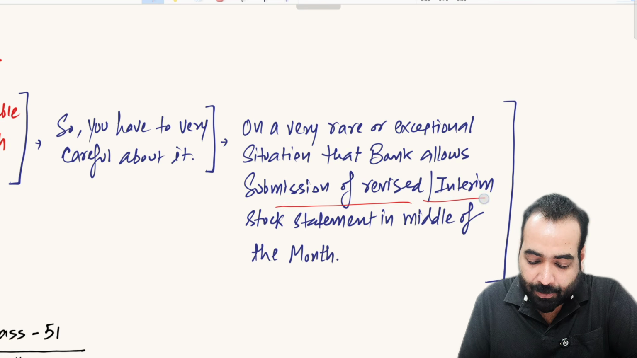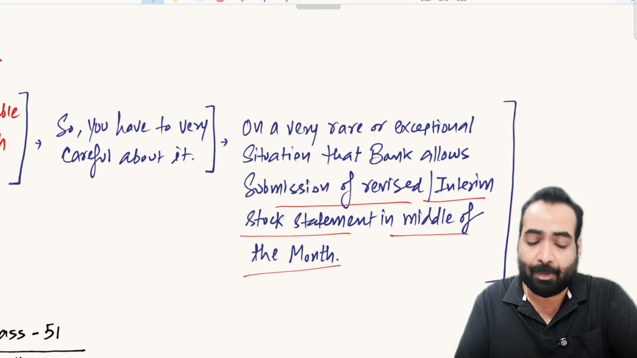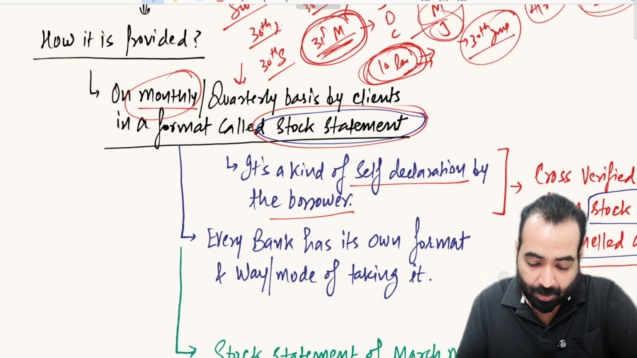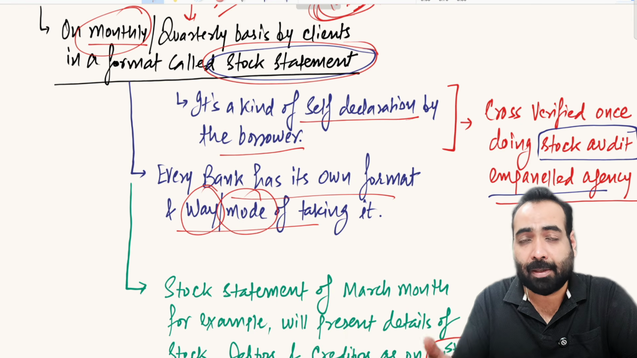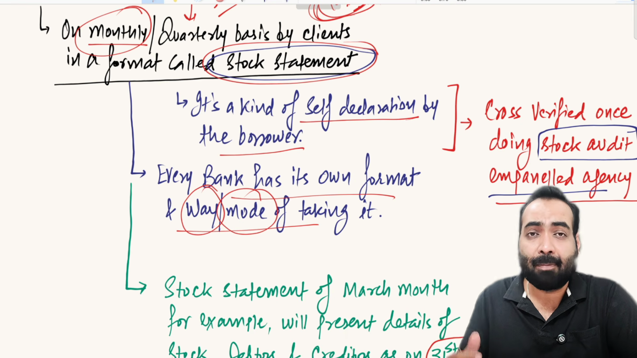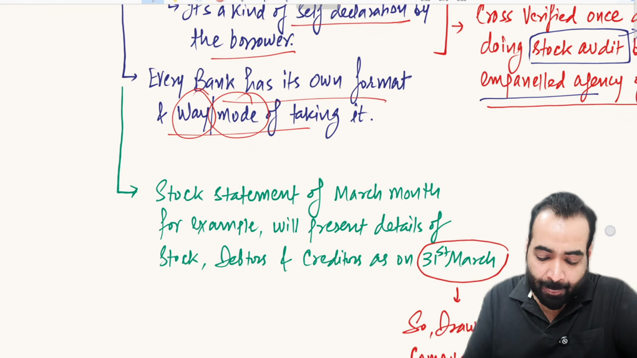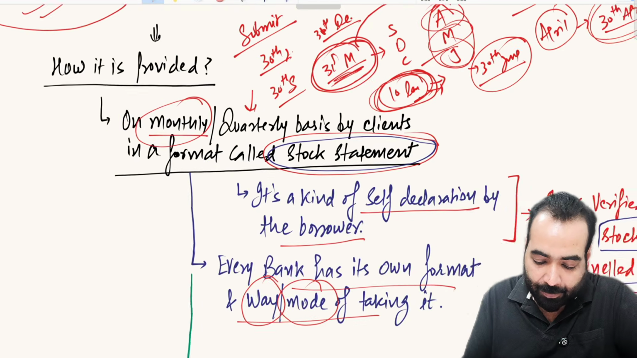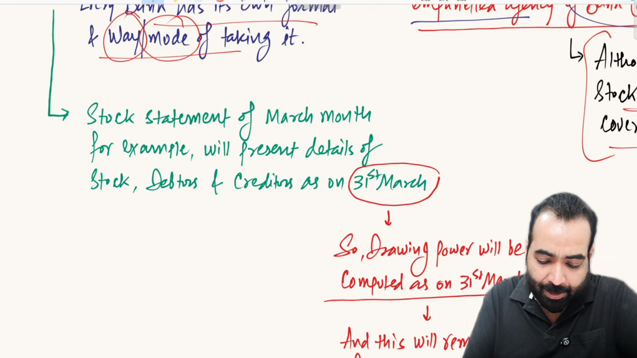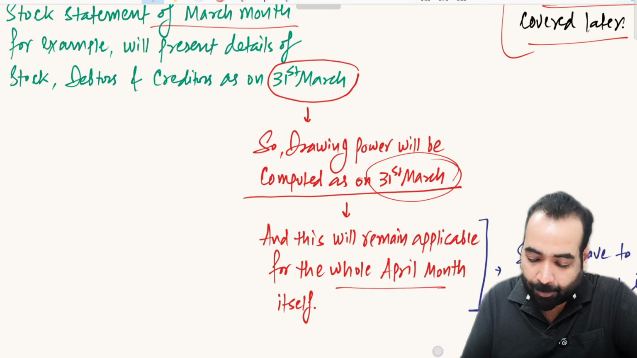You can submit the revised stock statement, or so-called interim stock statement, in the middle of the month as well. This is also allowed exceptionally by the banks, right? The stock statement format is different for different banks, and some banks take the physical stock statement, some banks only take the stock statement over an email. Some banks have their own software and ask the client to put up the figures on their software only, right? So this is the basics of the stock statement, which is prepared on the last day of the month. And I have already told you that for the March month stock statement, drawing power will be as on 31st March and will remain active for the April month, right?